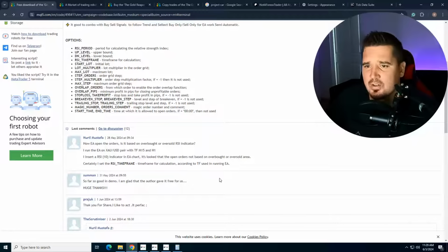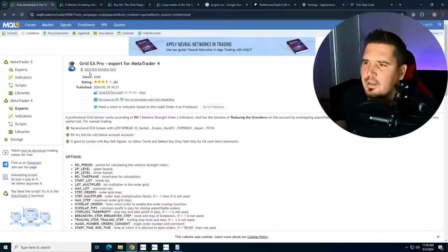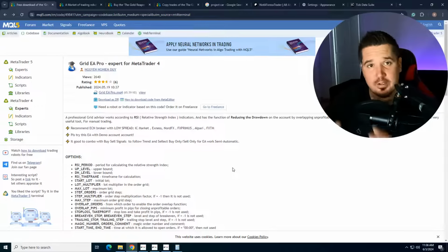This is my server. It is based in Germany, so things might be a bit laggy because I need to remote desktop into my server. We'll start off with a free EA. Full disclosure, everything I'll be demonstrating today will be on demo accounts.